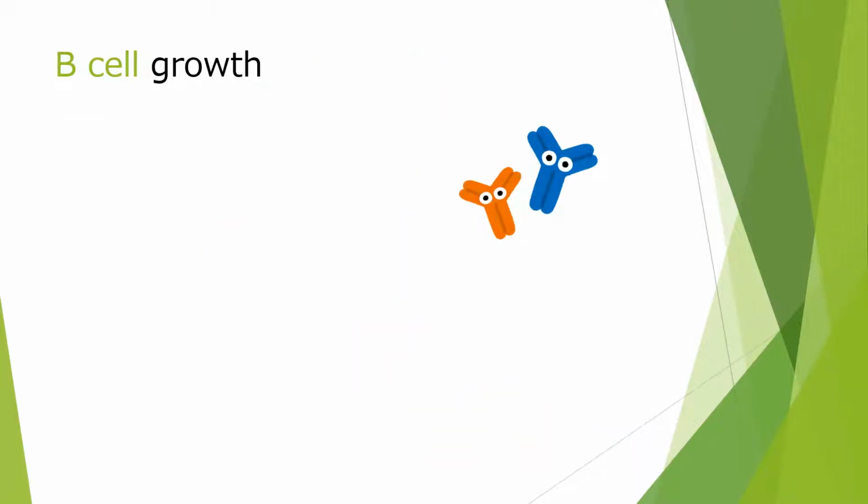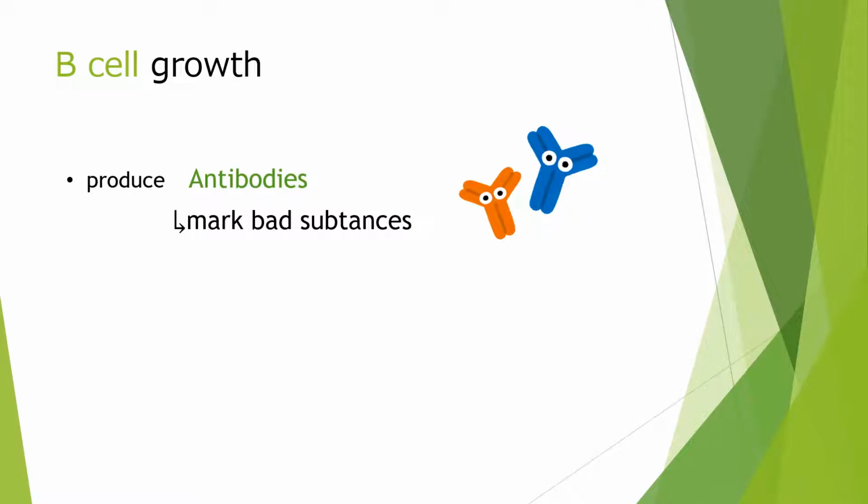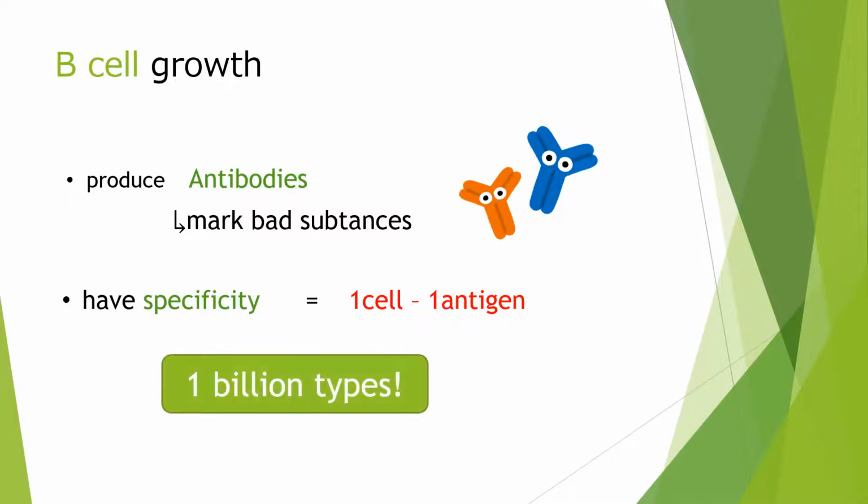Let's start by looking at the growth process of B cells. Antibodies produced by B cells mark bad substances that come from outside the body. Antibodies have specificity and can only recognize certain antigens. Therefore, the number of types of antibodies is huge, and there are about 1 billion types.